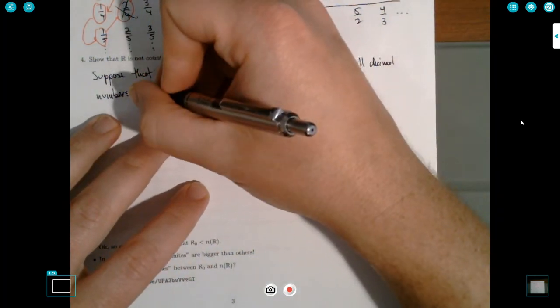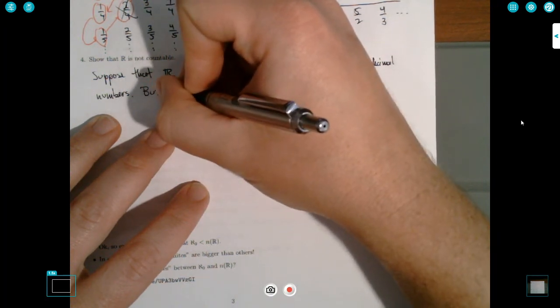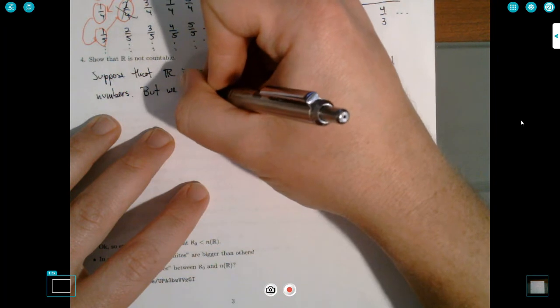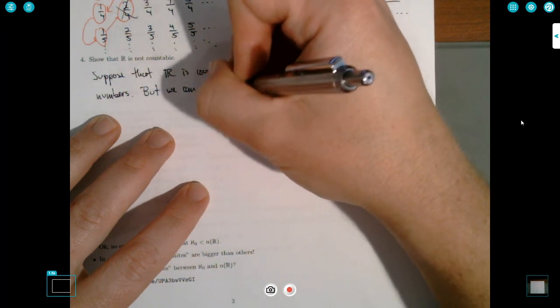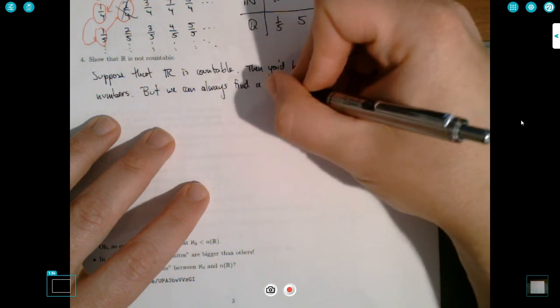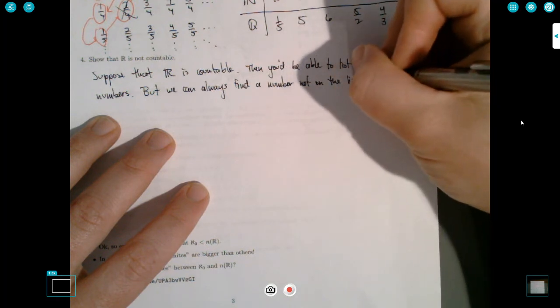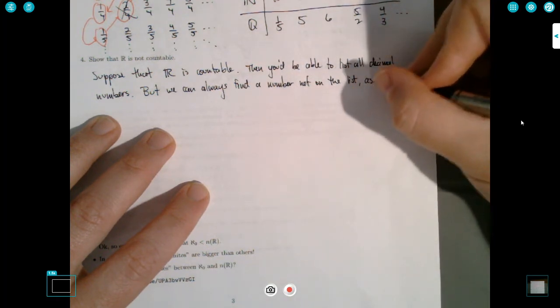So suppose that R is countable, then you'd be able to list all decimal numbers. But we can always find a decimal number, or find a number not on the list, as follows.